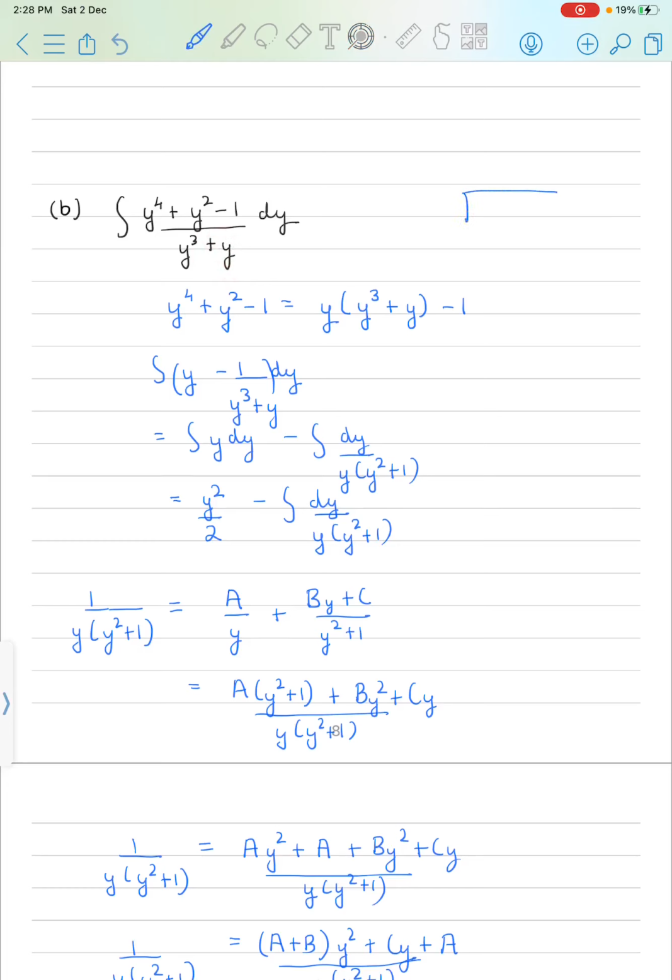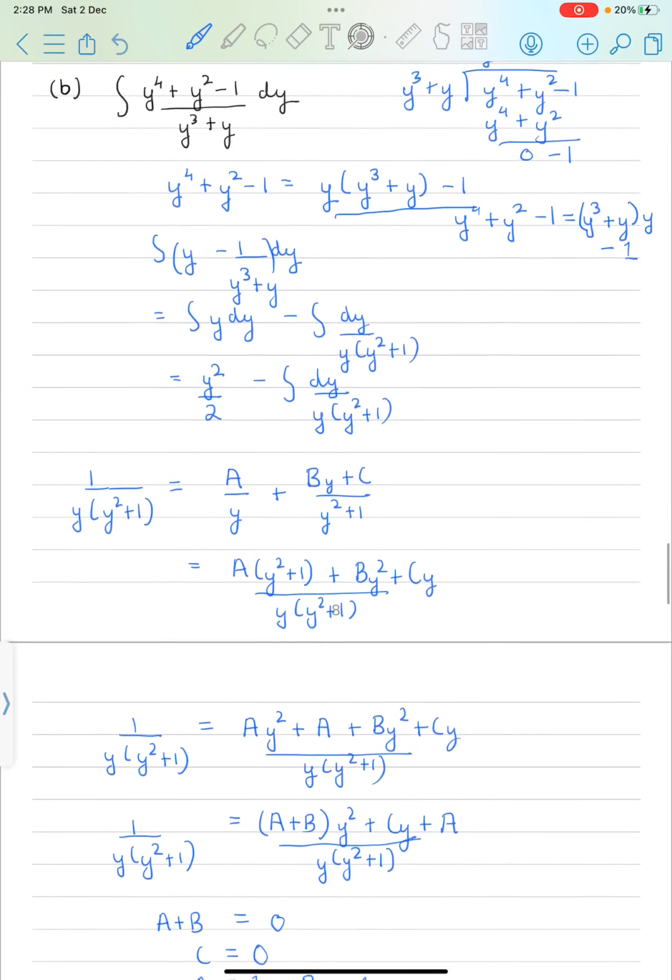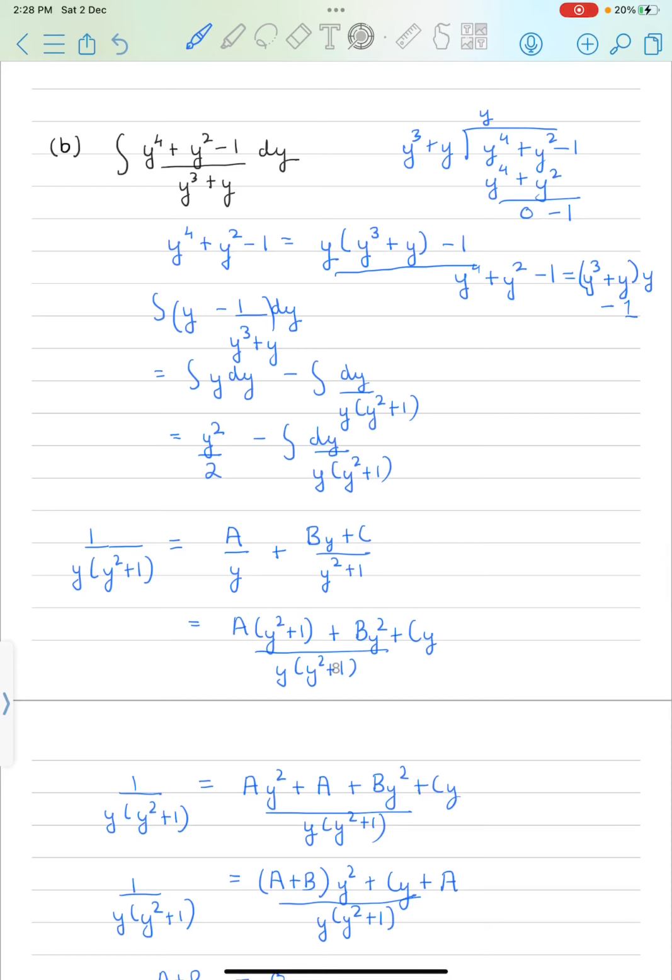So let's divide it. y to the power 4 plus y square minus 1, and then y cube plus y. If you take y, this will be y to the power 4 plus y square. This will be 0, minus 1. Okay, so now we can write y to the power 4 plus y square minus 1 to be y cube plus y into y minus 1. Okay, that's what I have written here. Once you write this, you can divide by y cube plus y.